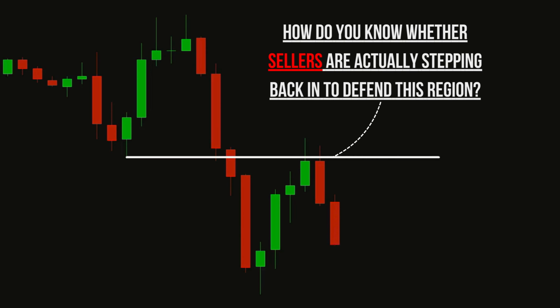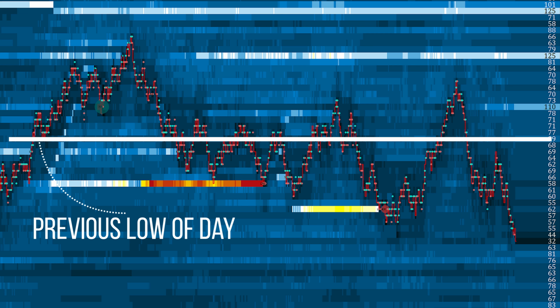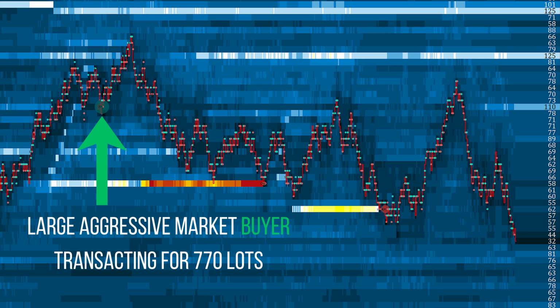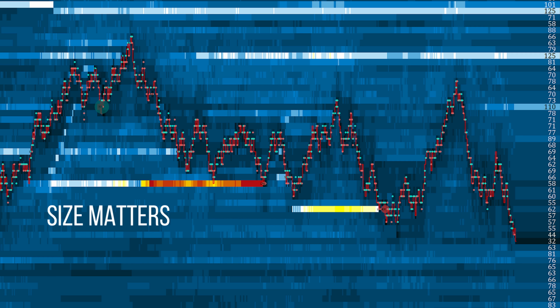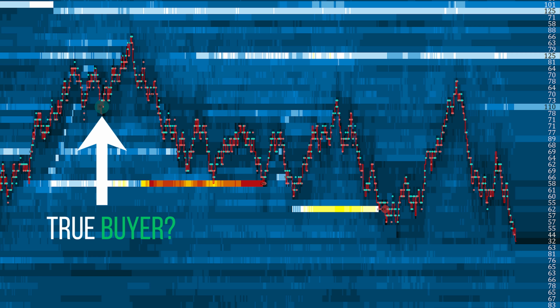One way to do this is through a heat map. At 10:40 a.m., price pulls back into the previous low of day, and here we can see a large aggressive market buyer transacting for 770 lots. The size itself matters, but what matters more is how price responds to this level. This response will tell us whether this is true buying or a passive seller absorbing buy orders to defend the previous low of day.